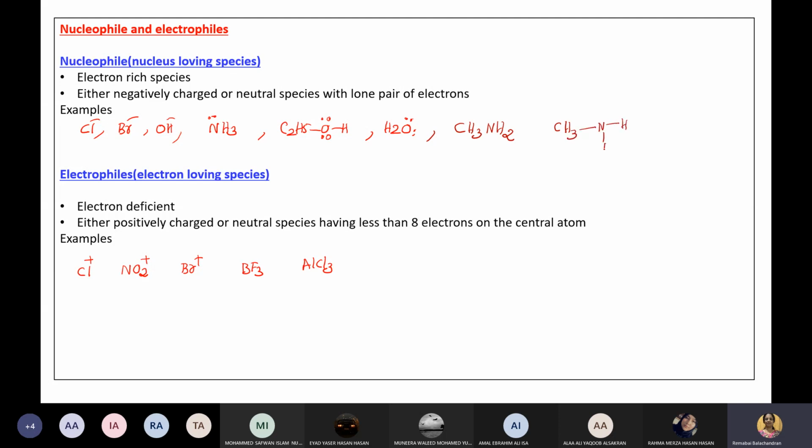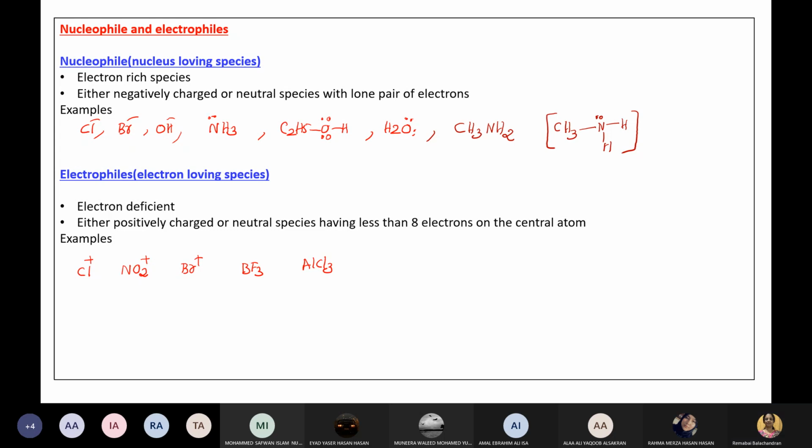We have CH3NH2, right? N is from which group of the periodic table? Group 5. How many valence electrons does it have? 5. So how many electrons did we already use? Nitrogen uses 3, so there is 1 lone pair. Like that you can find out. This is a way to do it. Understand?